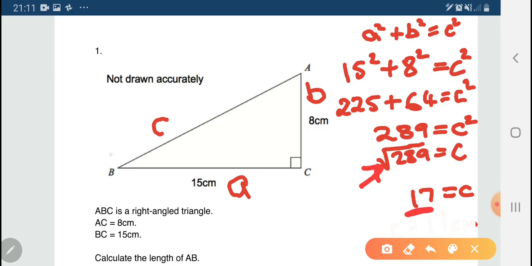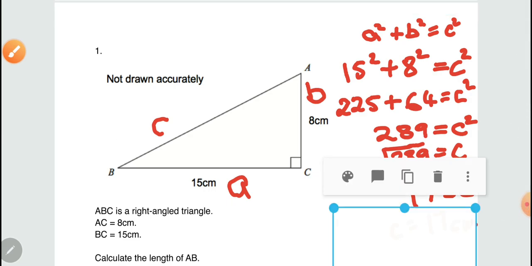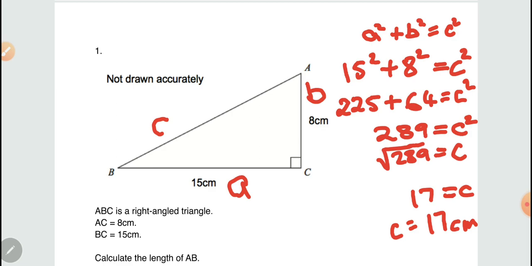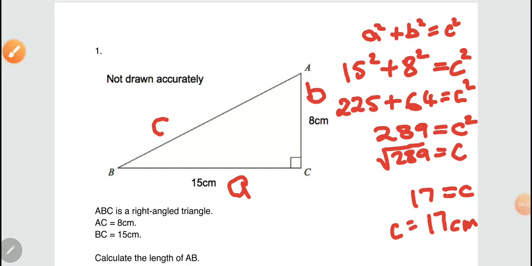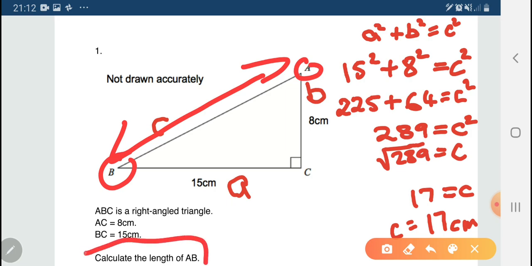So we now know that c, this length here, is actually 17 centimeters. So 17 is equal to c, or it's just nicer to write it like this: c is equal to 17 centimeters. So we've just found out that this length here, the length A to B, is 17 centimeters long, so we have answered the question.